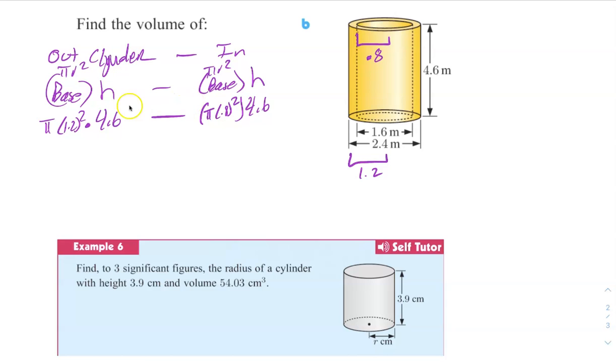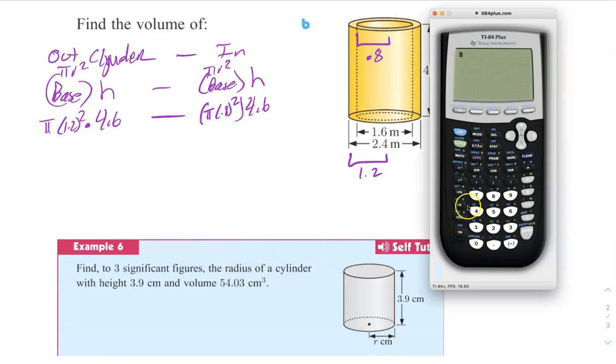If you really want to, you can factor out the pi and the 4.6, and it's really just 1.2 minus 0.8. We'll multiply by that. So that would work. I'm just going to put it in my calculator and solve this. So pi times 1.2 squared times 4.6 minus pi times 0.8 squared times 4.6.